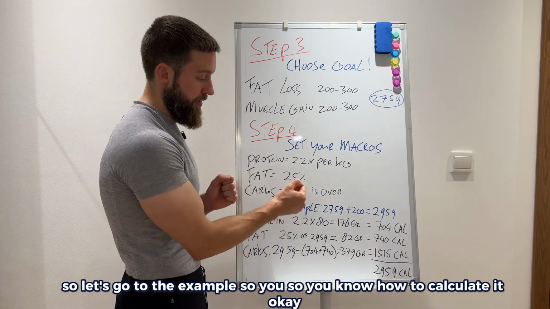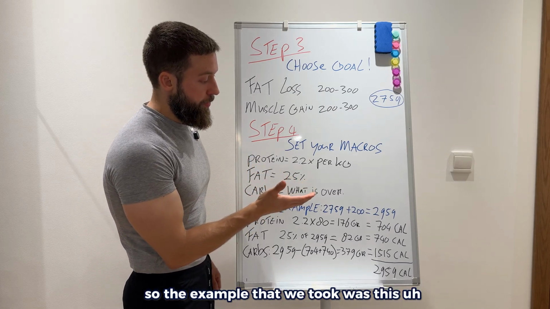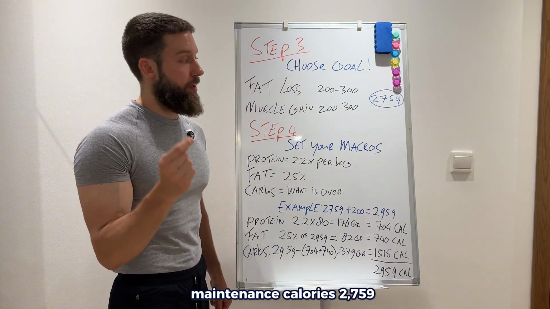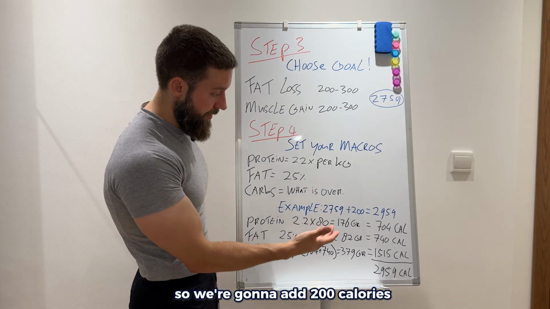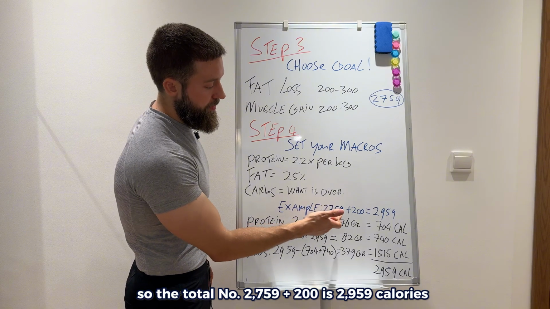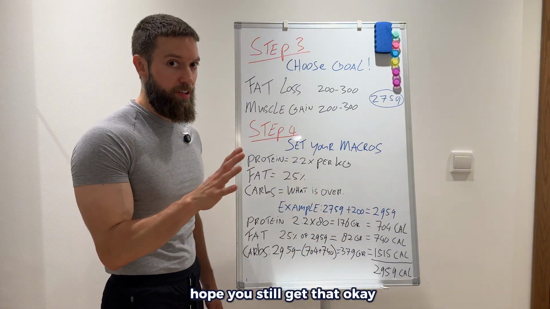Okay, so let's go to the example so you know how to calculate it. The example that we took was this maintenance calories, 2,759. And we say that the person wants to gain muscle, so we're going to add 200 calories. So the total number, 2,759 plus 200, is 2,959 calories. Hope you still get that.